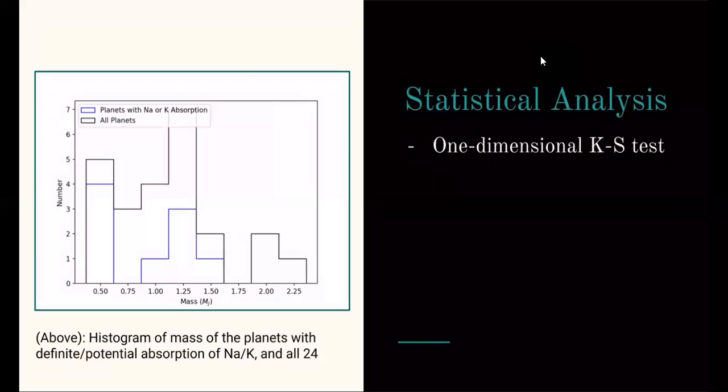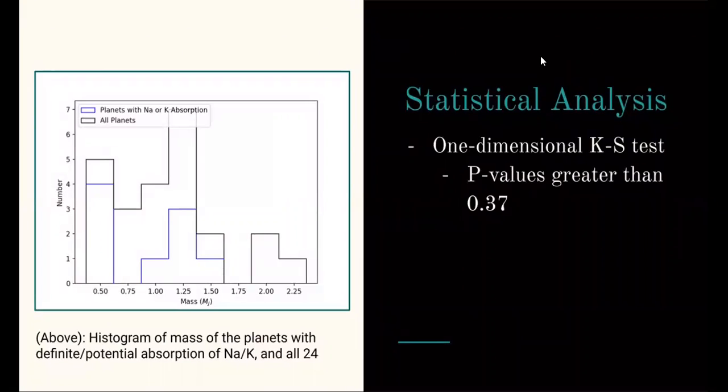To quantitatively say this, we have conducted the one-dimensional Kolmogorov-Smirnov test to test if the distribution of planets which show absorption is the same as the distribution of planets which have not been determined to show absorption, to see if these two populations are different in a statistically significant way. By conducting this test for each parameter, we found no statistical difference between the two populations. The resulting p-values, or probabilities, that the two samples came from the same parent population was always greater than 0.37. For statistical significance, we would need to see a p-value of less than 0.03.